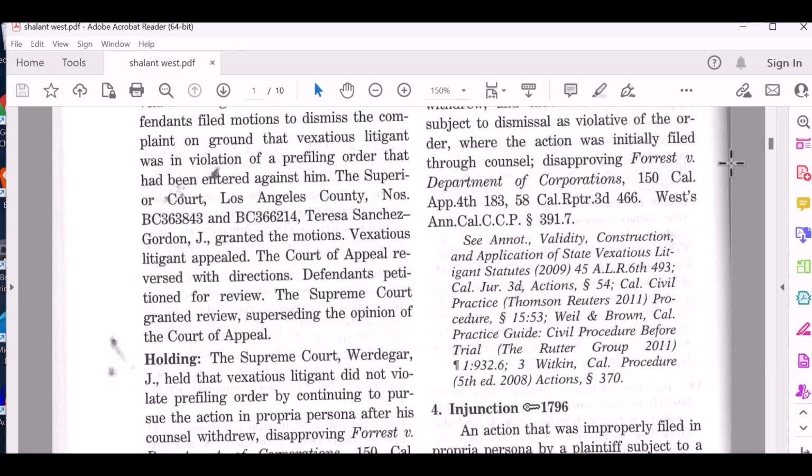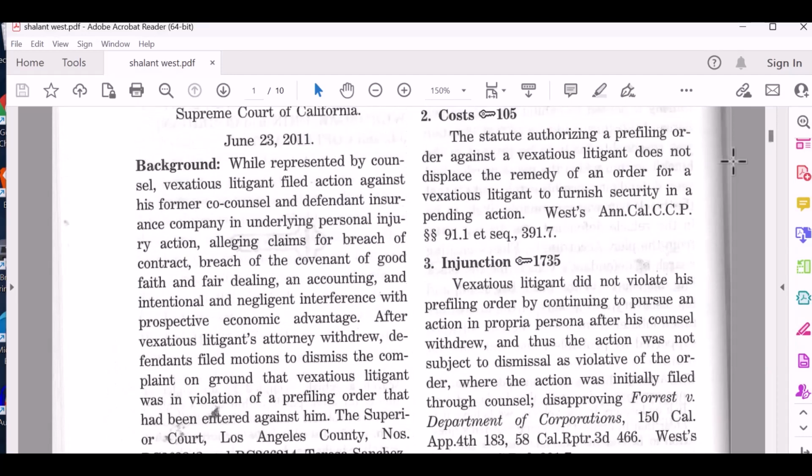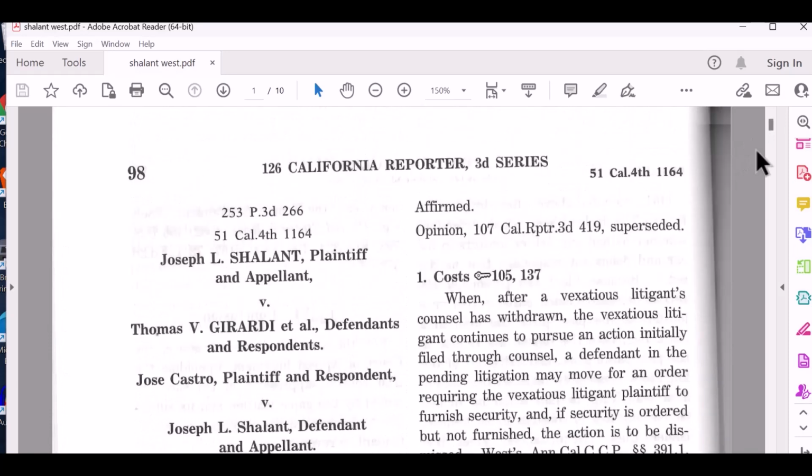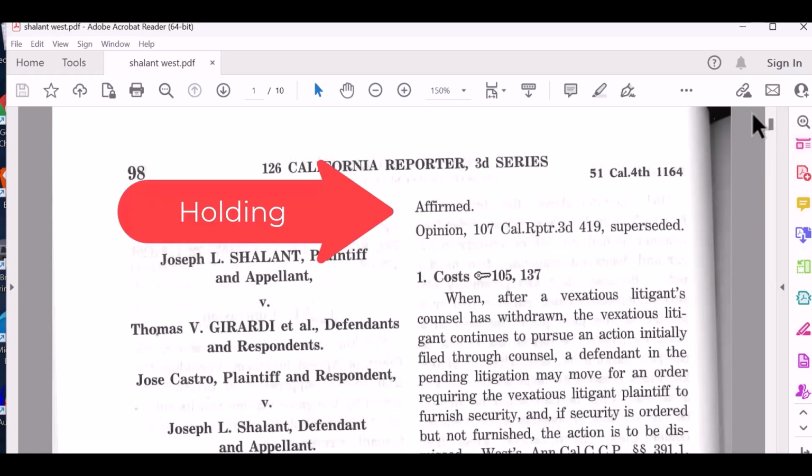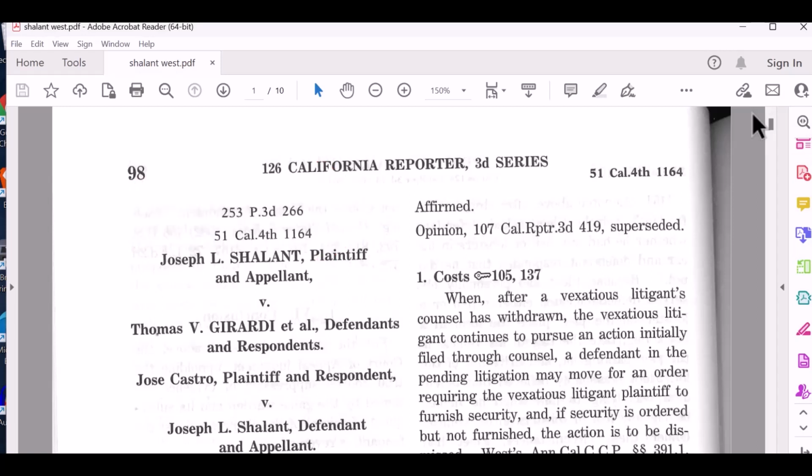And that paragraph is the holding, but the real holding is up here at the beginning of the next column where it says affirmed. So that means the Supreme Court is affirming a lower court decision. The next line says opinion, volume 107, Cal Reporter 3rd Series, page 419 is superseded. California has what to me seem like some really strange rules about what happens to a lower court's decision when it's been accepted and replaced by the California Supreme Court, and I'll go into that in another video.